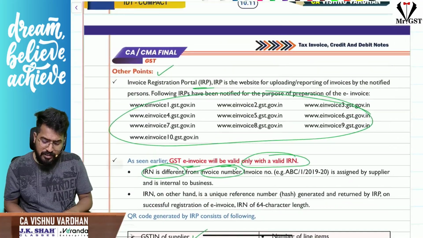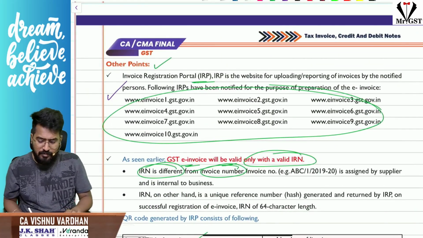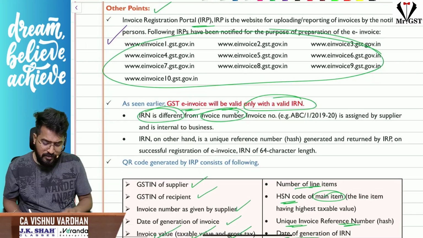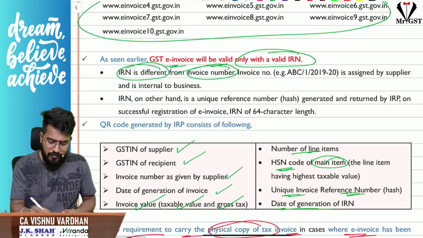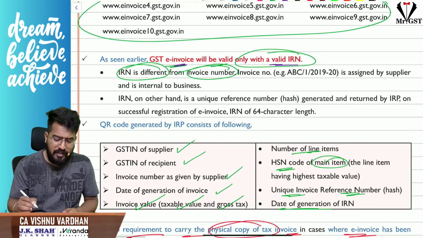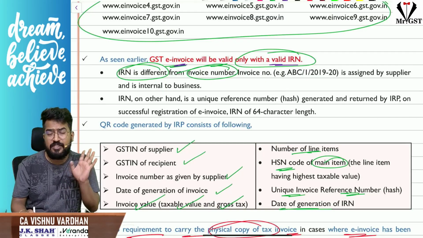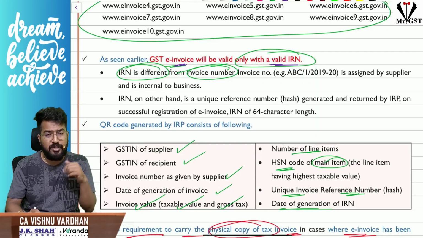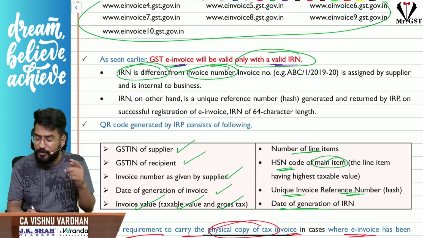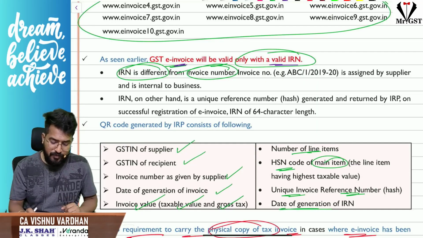And there are these websites available as the invoice registration portal. As I told you already, e-invoice will be valid only with a valid IRN, the invoice reference number. Invoice reference number is different. Invoice number is different. Don't misunderstand. Invoice number you will give, you will maintain the serial number. Invoice reference number the portal will give. Okay.